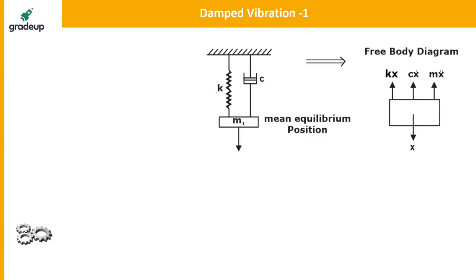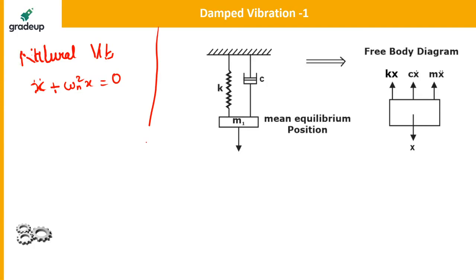Okay, so now let us calculate the equation of the damped system. Yesterday we discussed natural vibration and its governing equation, which was x double dot plus omega n square x equal to 0. We did this in the ESE class. Today we'll be talking about damped vibration.